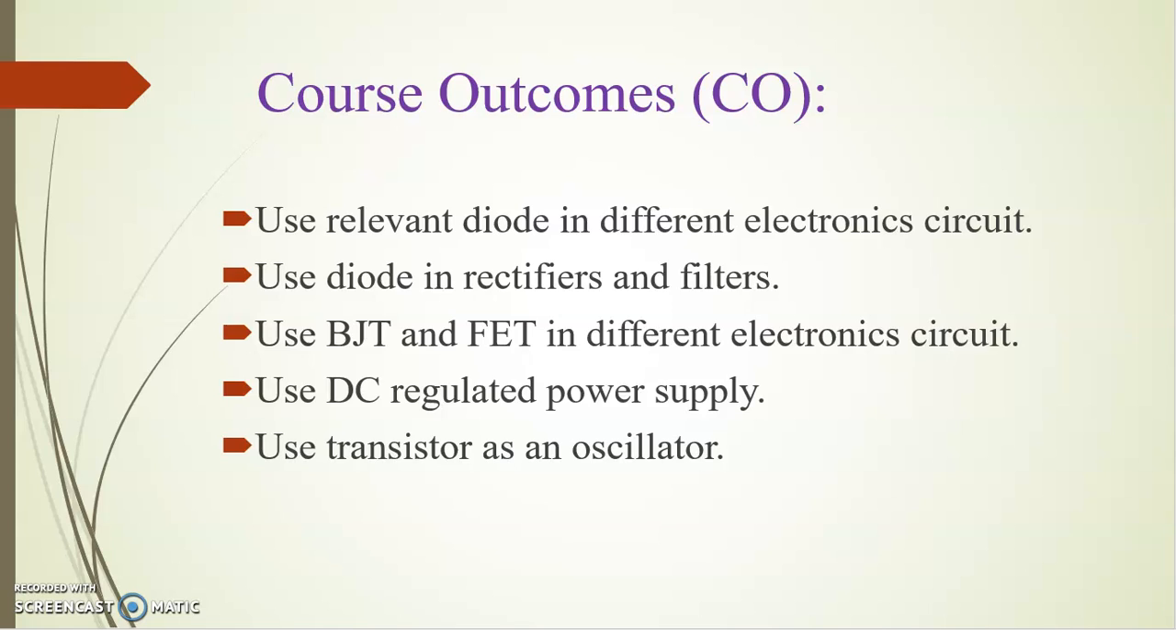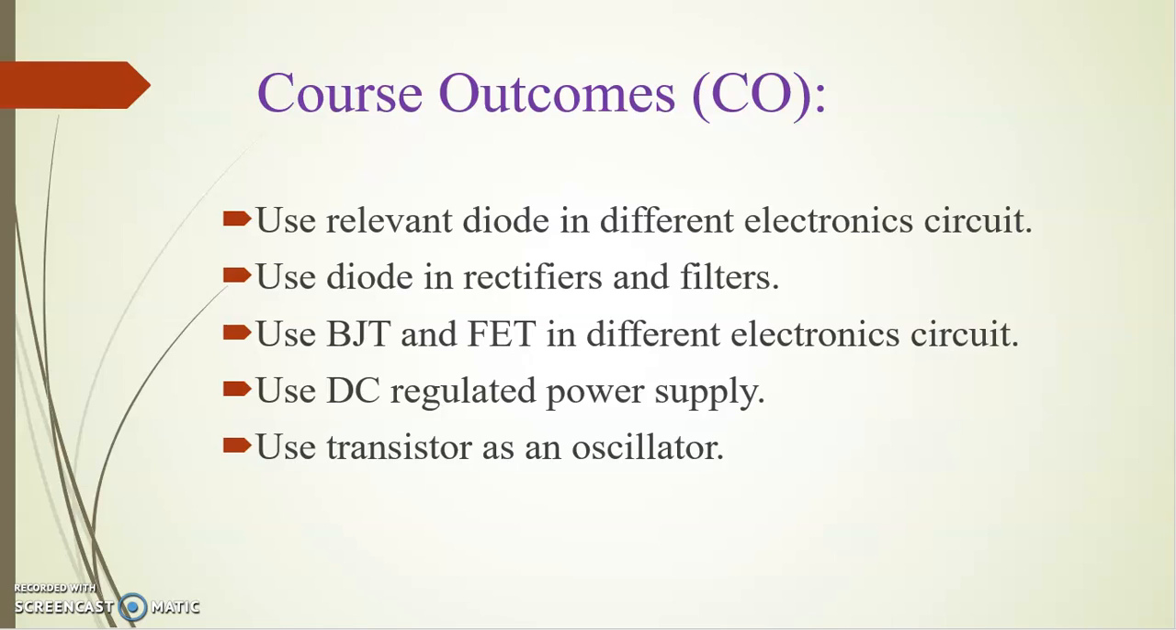Next, according to the syllabus, chapter number 3 is the Transistor. In this you have to study the different types of transistors like PNP transistor and NPN transistor, transistor configurations like CB, CE, CC, then transistor as a switch. So after this you will have to apply this knowledge to use BJT and FET in different electronic circuits.